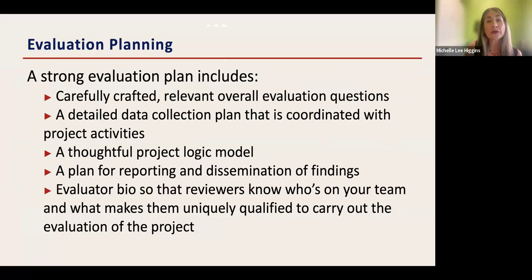Let's see. Okay, so a plan. First of all, it starts early. It can't be something that gets tacked on at the very last because your evaluation plan should be created along with the creation of your intervention or project. The evaluation plan also has its own evaluation questions. They're often related to the research questions, but they are not the research questions. They are their own evaluation questions.